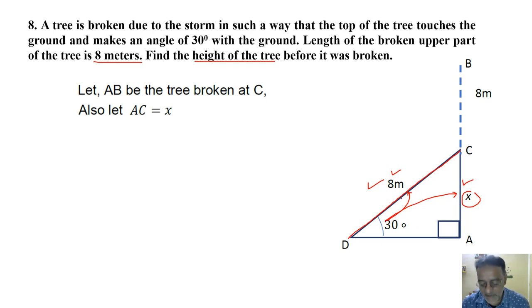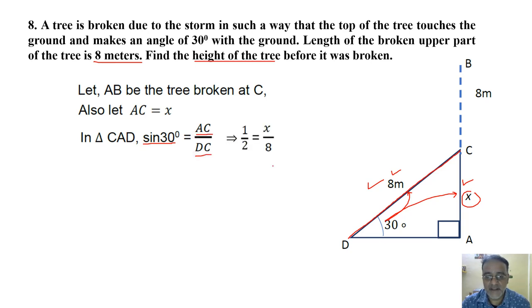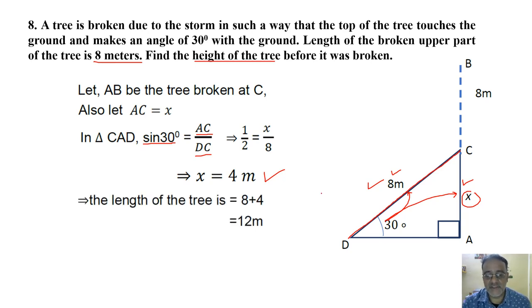Opposite, sine, hypotenuse. Very good, sine 30 degree. And what is the value of sine 30 degree? 1 by 2 is equal to x upon 8. So we are getting x is equal to 4. Any doubt here? No, sir. So now, sir, the height of the tree will be x plus 8, that is 8 plus 4, 12. So this is the final answer.